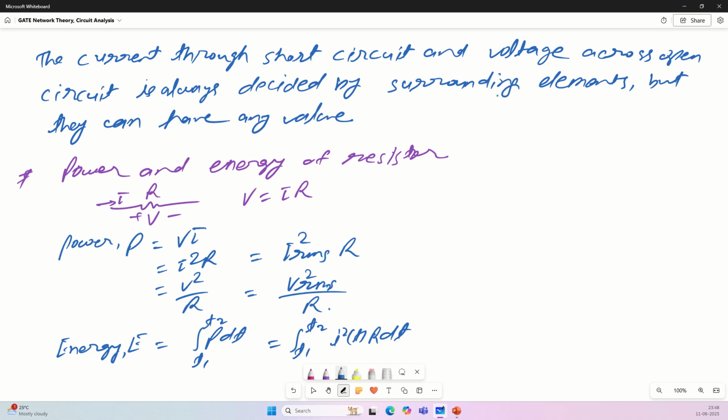Okay. And this can be written as I square into R multiplied by T2 minus T1 for DC current. Okay. So for DC sources, we will have I square into R multiplied by time difference. And for AC or instantaneous or varying current sources, we have integration of I square of t into R dt. Okay. So let us take a simple question.